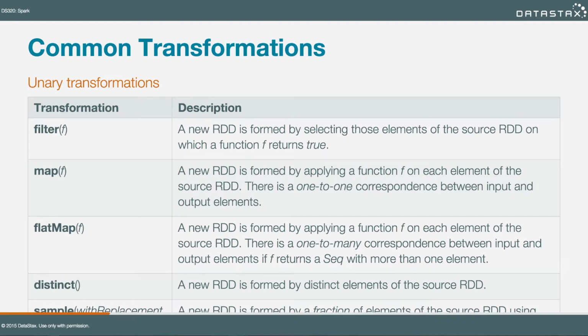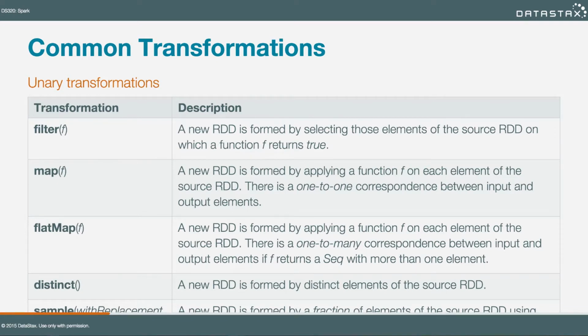Map transforms the elements of the source RDD. Each one is passed to the function that you pass to map, and that function gets to make some decision. What am I going to do? Am I going to alter fields? Am I going to select certain fields? It gets to transform the data in the source RDD to the destination RDD. There's always a one-to-one correspondence between the data in the source and the data in the destination.